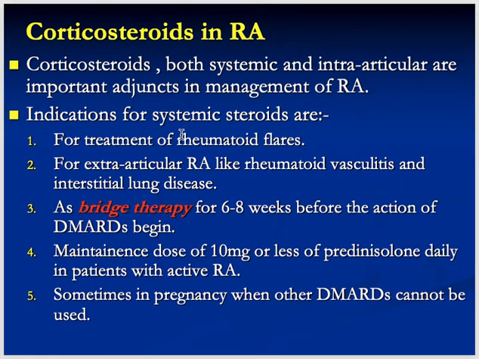Corticosteroids in RA. Corticosteroids can be both systemic as well as intra-articular injections. They are mostly used when a single joint is involved. Intra-articular corticosteroids especially are used when the other drugs are contraindicated. But guys, remember, corticosteroids or steroids have a lot of side effects.